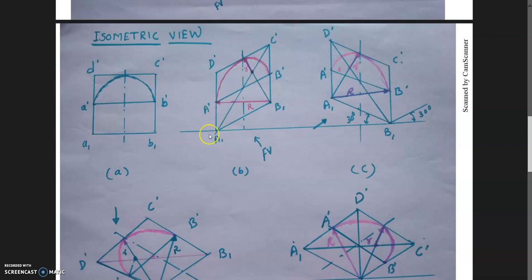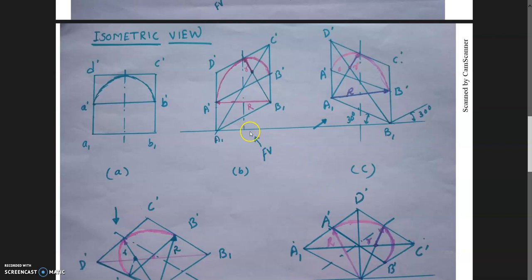This is the long diagonal. From this point you can observe the center point. So this will give a radius. With this radius you draw an arc, and from center B1 and radius R you draw an arc. So this is the semicircle.